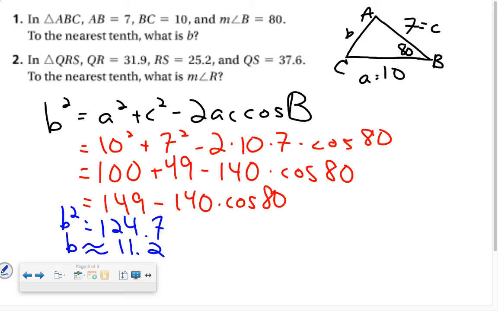You may want to pause your video to make sure that you've copied everything down, because I'm going to have to erase it all in order to get to example 2.